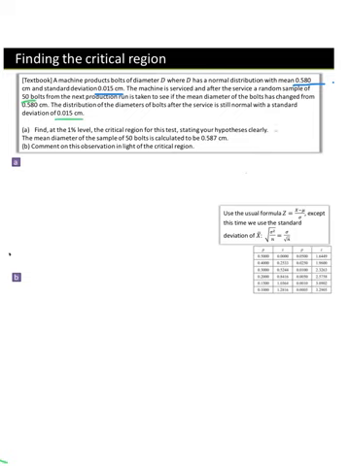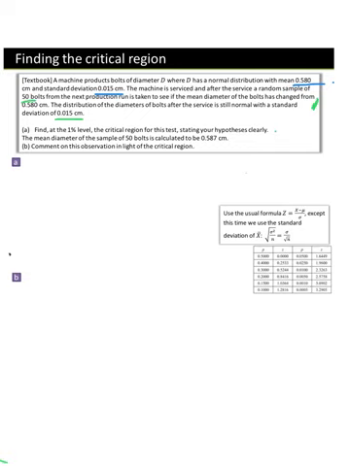So here in the first part of the question we're asked to find, at the 1% level, the critical region for the test, stating the hypotheses clearly. Now we can see in this section that a sample of 50 bolts from the next production run is taken to see if the mean of the diameter has changed from 0.58. So in other words, it is not equal to that, and that means we are going to have to do a two-tailed test.